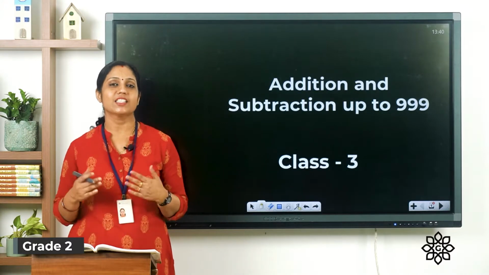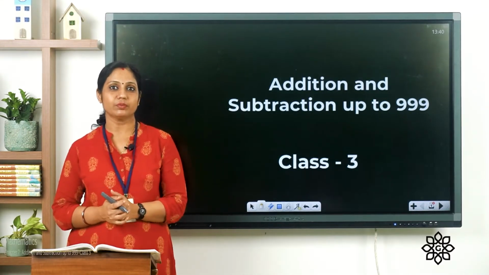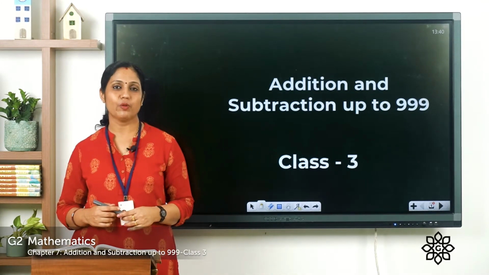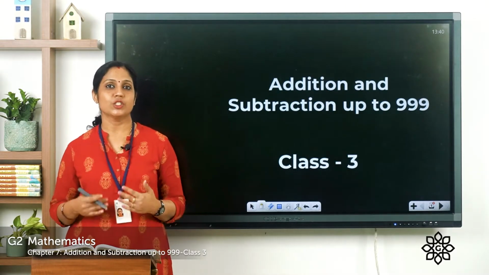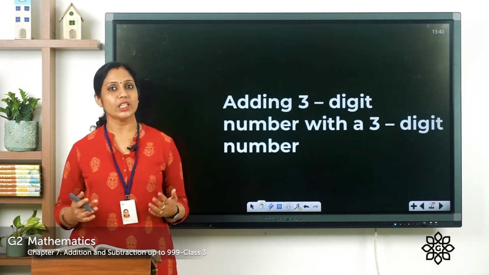Today in Maths, let's continue with our chapter Addition and Subtraction up to 999. I hope you all have completed the exercises mentioned in our previous class. In the last class, we learned how to add a 3-digit number with a 2-digit number. Today, let's learn how to add a 3-digit number with a 3-digit number.